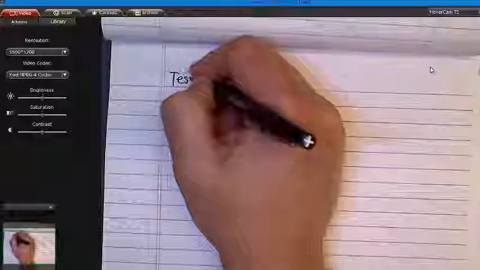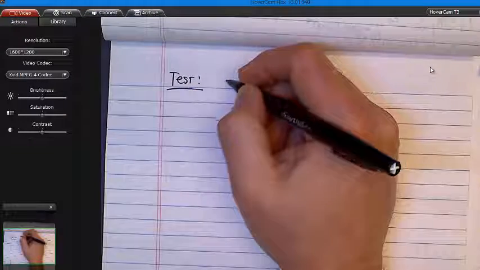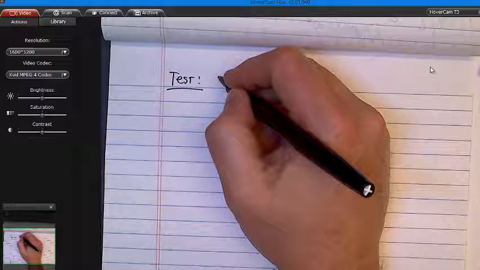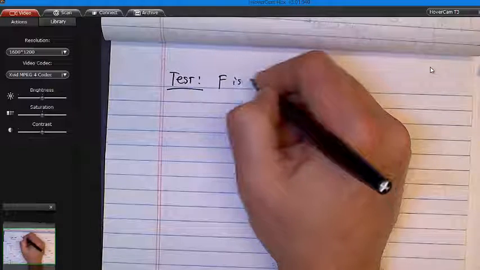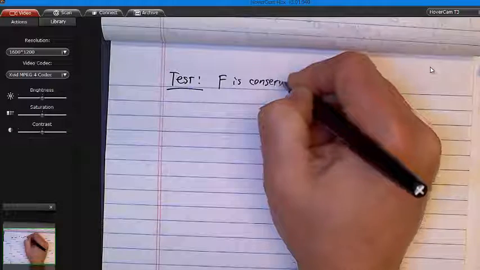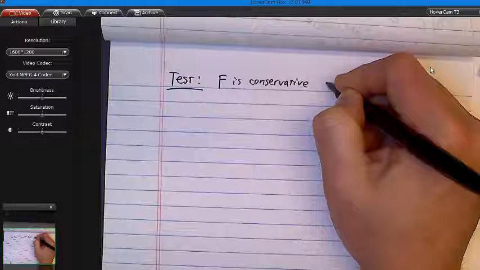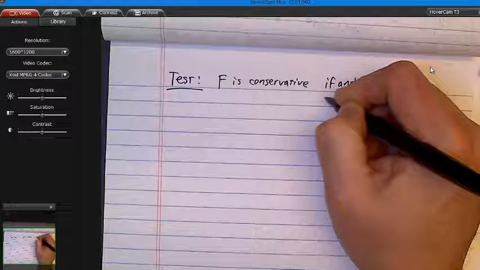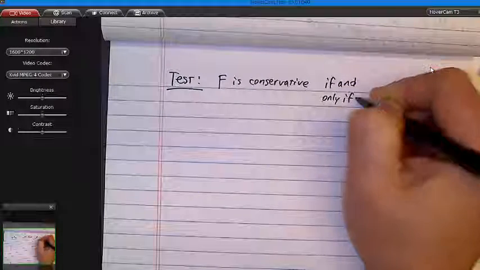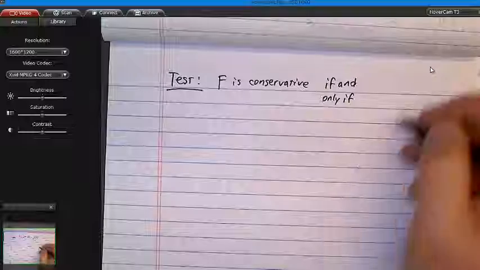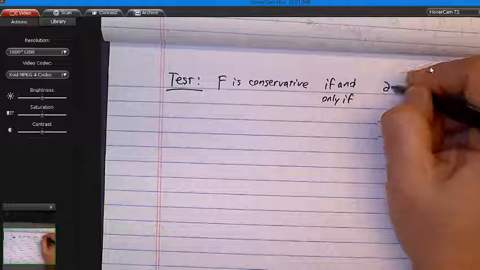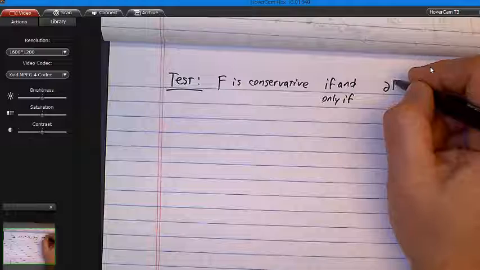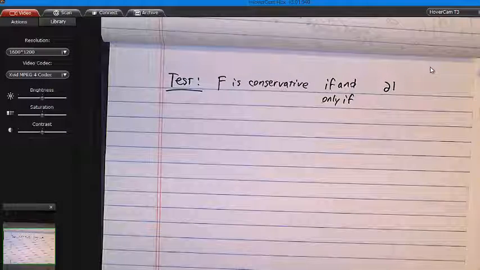Let me write the test down and then show the idea in the book. I think it's really cool. The test is that we will say f is conservative if and only if what? Take the partial of, let me write it down right.